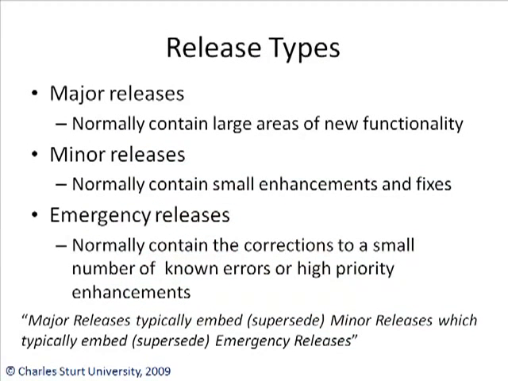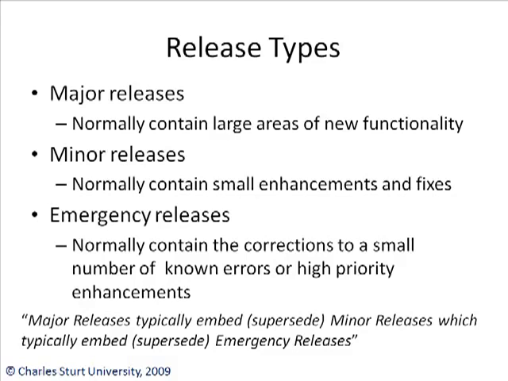Some more terminology I used on the release policy slide earlier. Major, minor, and emergency releases. Major releases normally contain large areas of new functionality. Often you'll be going from a version 1 to a version 2. Minor releases normally contain small enhancements and fixes. So you may be moving from a version 1.1 to a version 1.2, but overall it's still, well, at a high level the same functionality. Emergency releases normally contain the corrections to a small number of known errors or high priority enhancements. So you may be moving from a version 1.1.1 to a version 1.1.2.